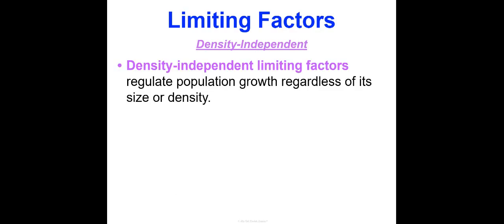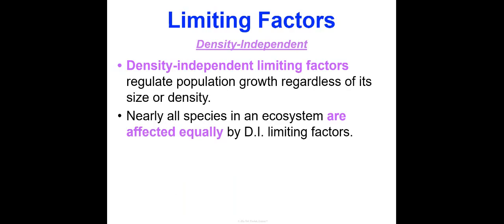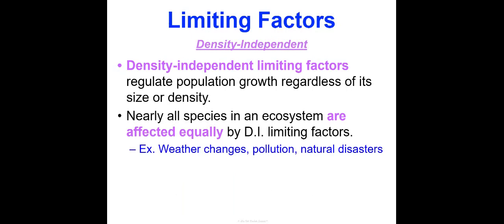Now, density independent factors will have an effect on the population regardless of whether it's dense or not. It's going to affect every type of population equally. So a natural disaster like a tornado is not going to bring more damage if there's fewer or more people. It's going to essentially do what it's going to do regardless. A disease stops spreading when there's not as many individuals, but a tornado is going to run through regardless. Same thing with pollution and weather changes.